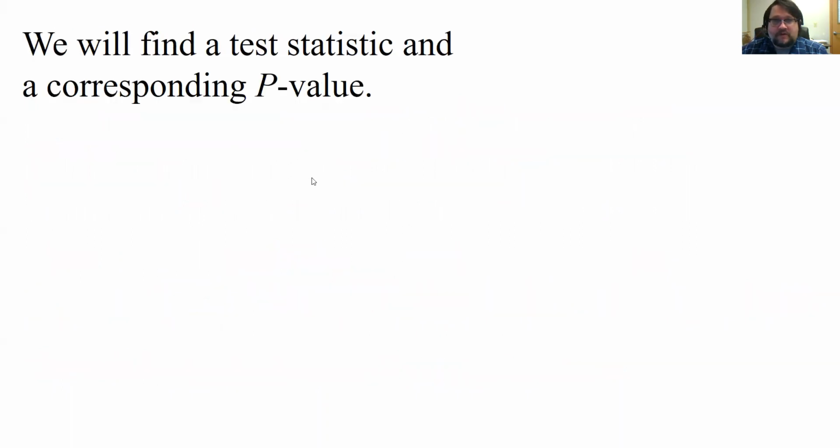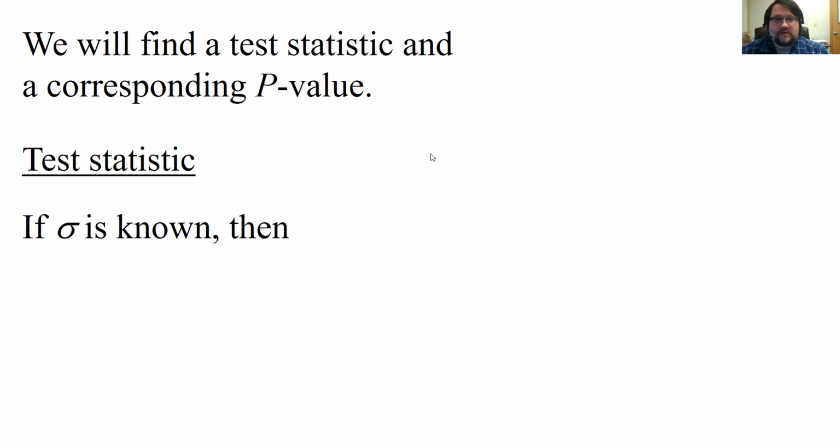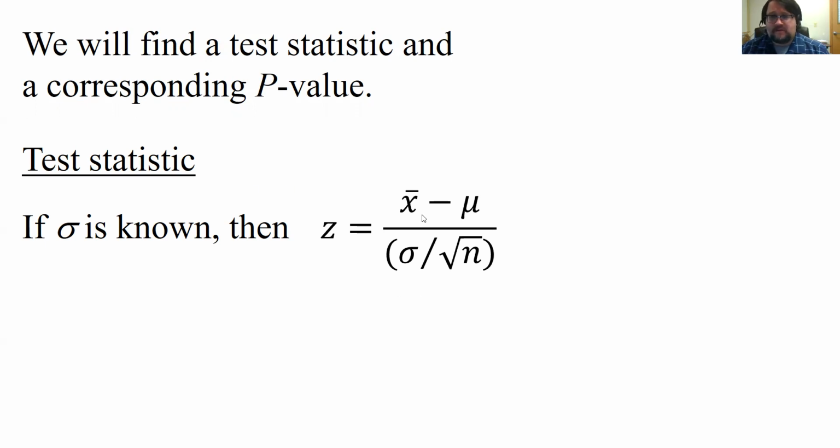We're going to find a test statistic and the corresponding p-value, and the p-value is the probability you would hit that value or more extreme. When we calculate the test statistic, if we know sigma, we're going to use z, and we're going to calculate this test statistic this way with our standard error underneath, or you can adjust the formula and look at it like this. If you don't want to calculate the standard error by itself, you can use this version of the formula.